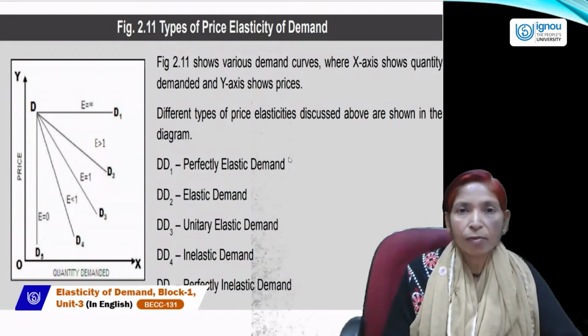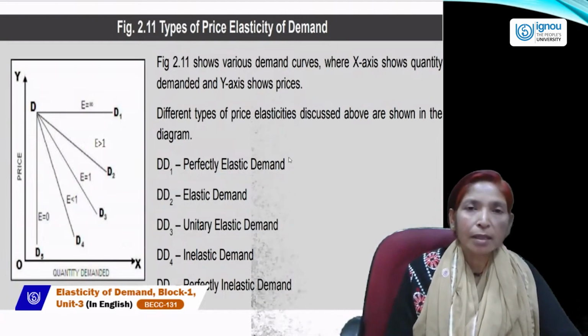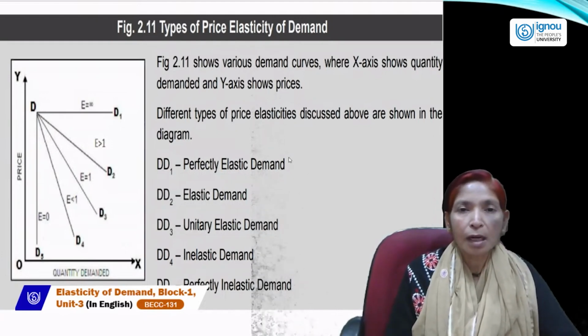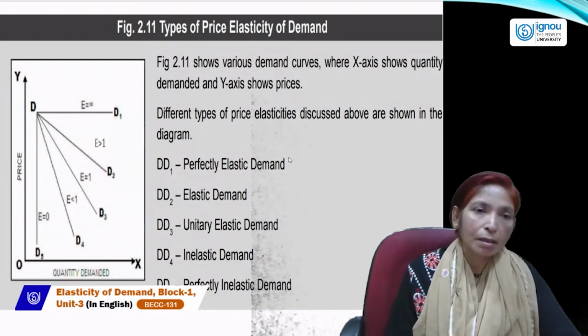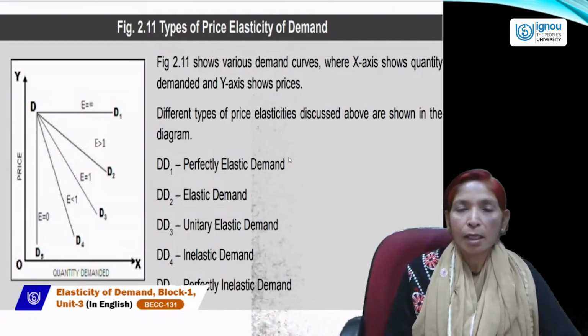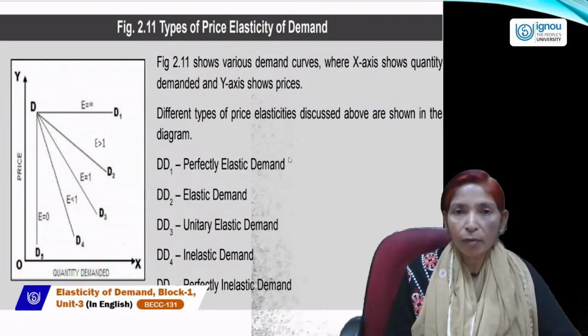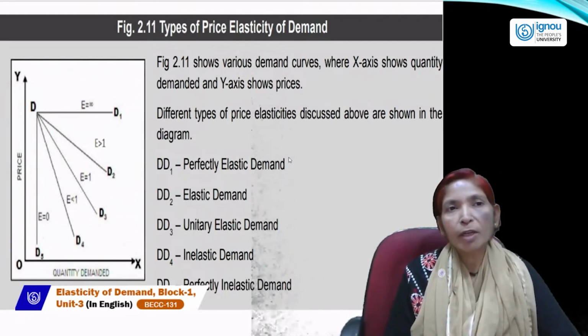Here we have 5 demand curves: D1, D2, D3, D4 and D5. And these 5 curves are presenting different elasticities of demand. D1 is showing perfectly elastic demand, ED will be infinity. D2 is showing more than unitary elastic, ED will be greater than 1. D3 is showing unitary elastic, ED will be equal to 1.